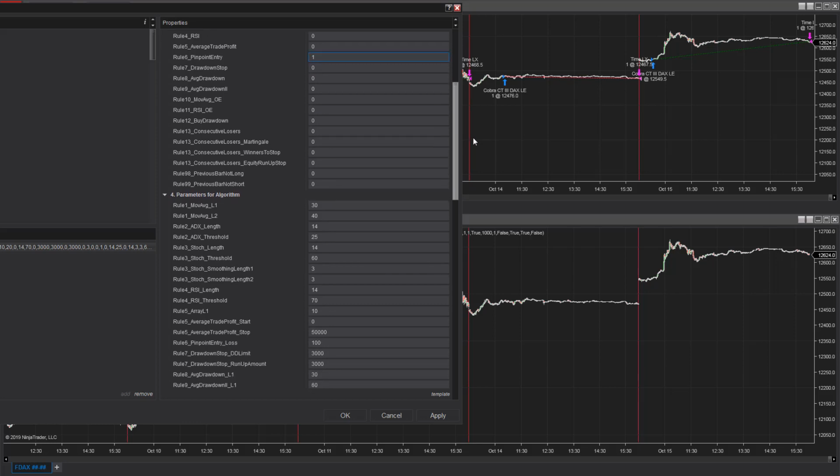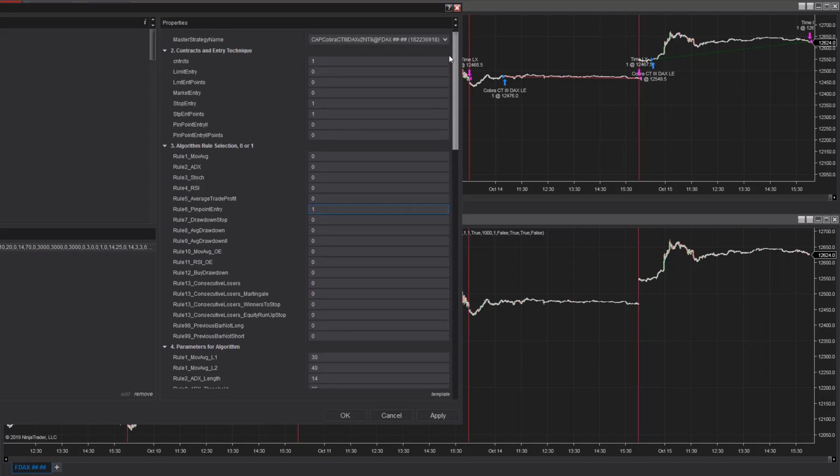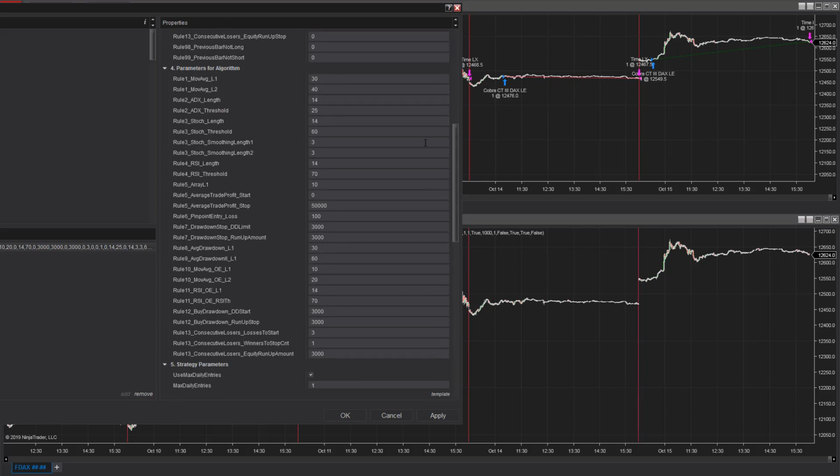And so there's other parameters, all these other parameters. Rule 1 moving average L1, Rule 1 moving average L2. That's only effective if this is set to 1. If it's not set to 1, then it ignores all these other inputs. These are inputs for the rules.